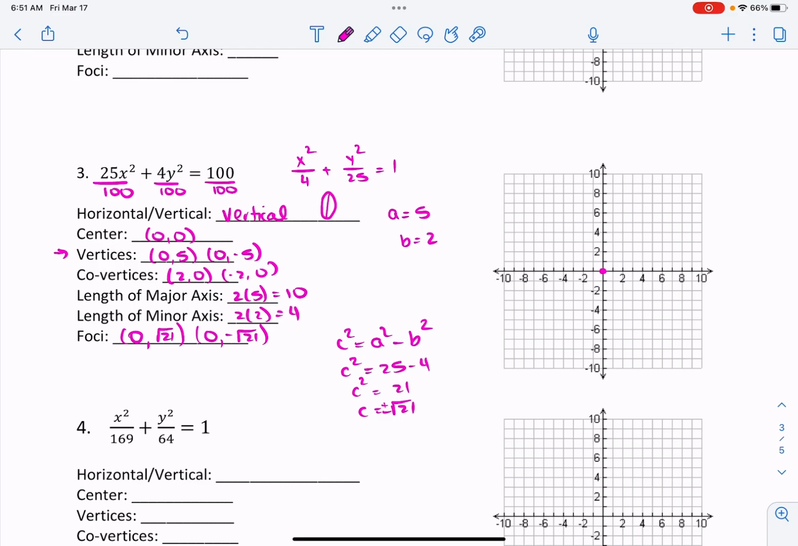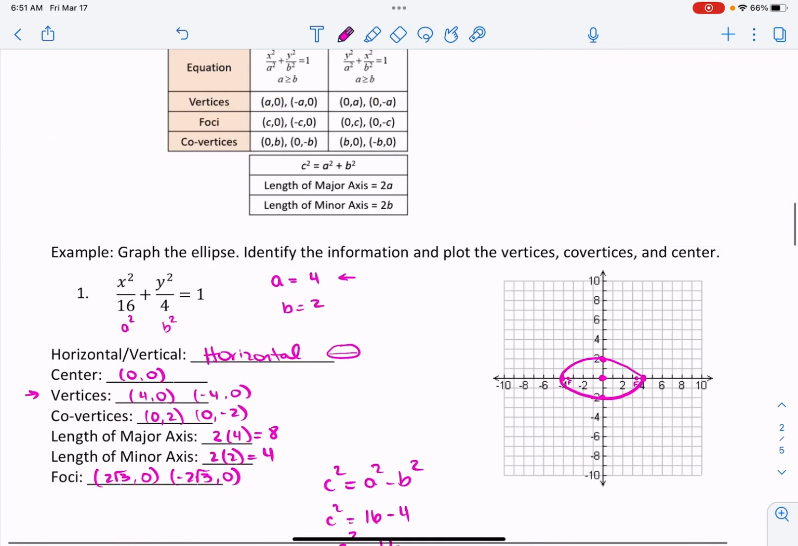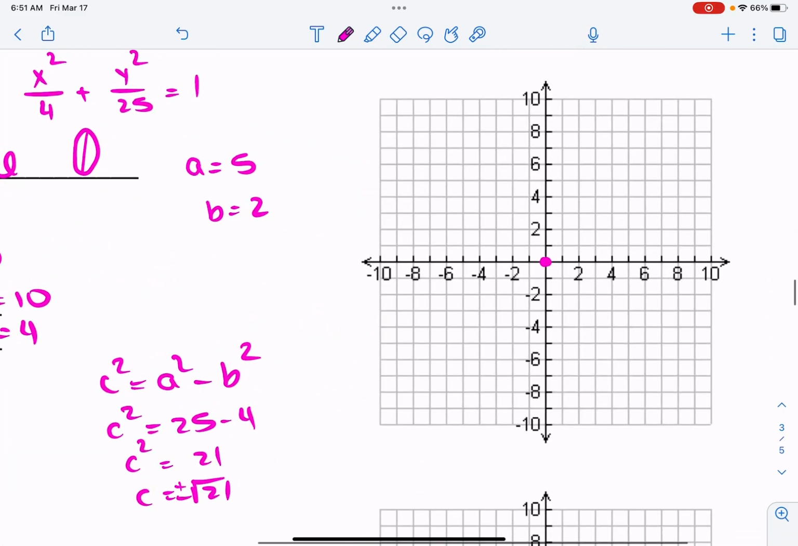Here's 0, 0. Then we're going to do 0, 5. Oops, I apologize for that. 0, 5 and 0, -5. The square root of 21 we're going to take, and remember that's going to be between about 4.6. It's going to be a little bit closer because the square root of 25 is 5, and the square root of 16 is 4. So it's going to be about 4 point something.